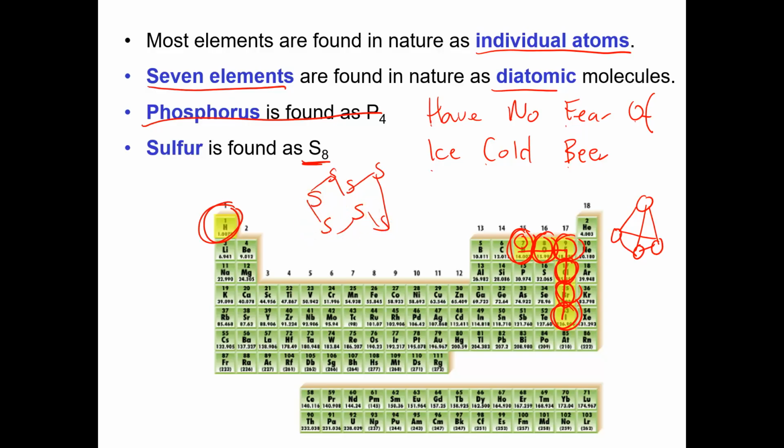Something along those lines. I think we got close to our 8 in there. Maybe we're missing one. We need an extra one there. There we go. Now we've got our 8. All right, but sulfur is found as rings of 8 atoms.